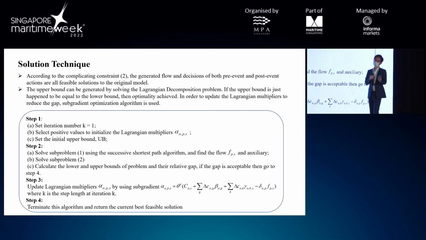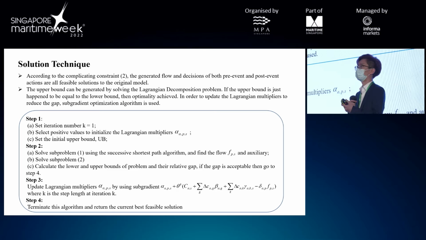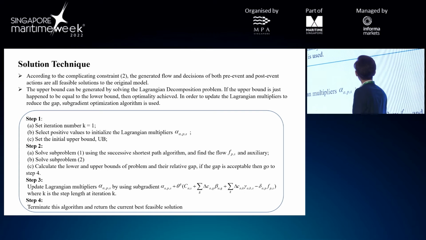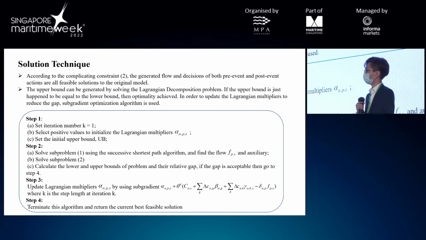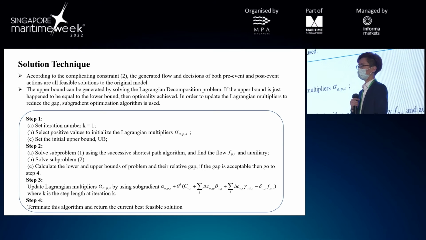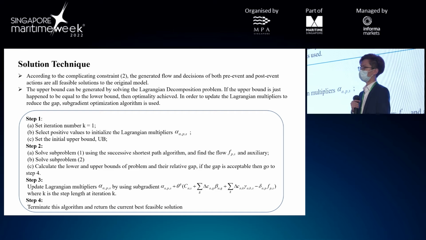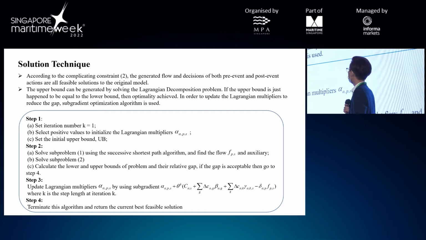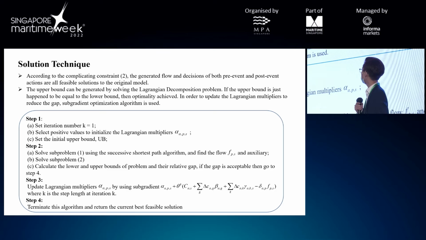So the upper bound can be generated by solving the Lagrangian decomposition problem, and the lower bound can be generated by searching for the feasible solutions. If the upper bound happens to be equal to the lower bound, then we can see the optimality will be achieved. In order to update the Lagrangian multiplier to reduce the gap, a subgradient optimization algorithm is used.